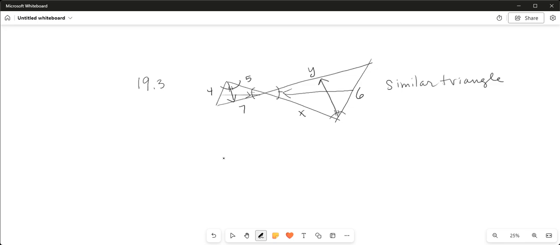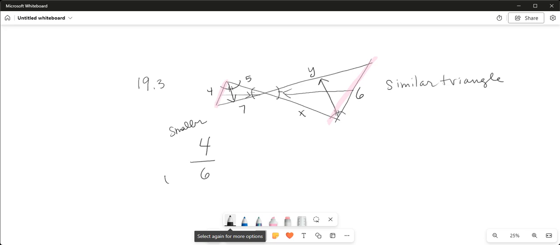I'm going to do this in a different color so you can see it. This side is proportional to this side, so I can say 4 is to 6. This is the smaller triangle, and this is the larger triangle. As, and then for the smaller triangle, we know that this 7 is proportional to the y. We start with the smaller one and put that on top, because they have to match, and then we put the y on the bottom.